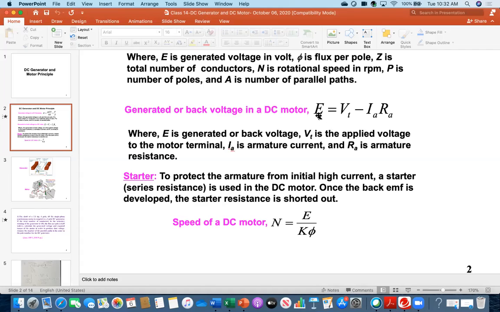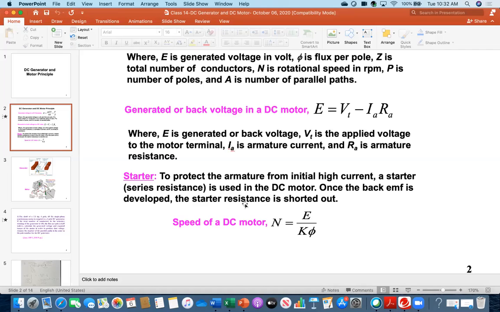Initially the back voltage is 0, so the only voltage applied is VT. Consequently the current value will be very high, and that might be damaging for the coils, even might burn them out straightforward. That's why you have to connect a series resistance with the armature coil. But then once the back voltage is built up, you have to short it out.